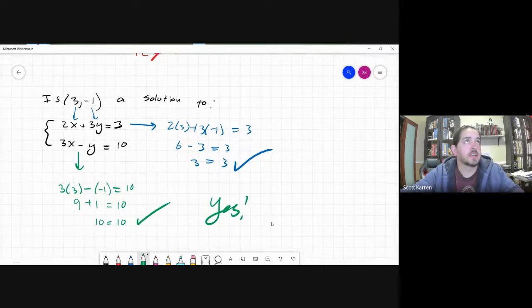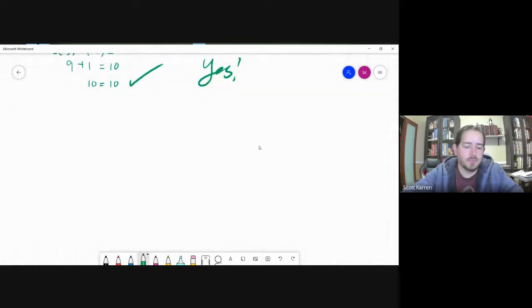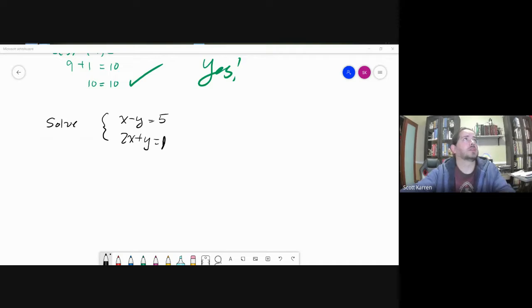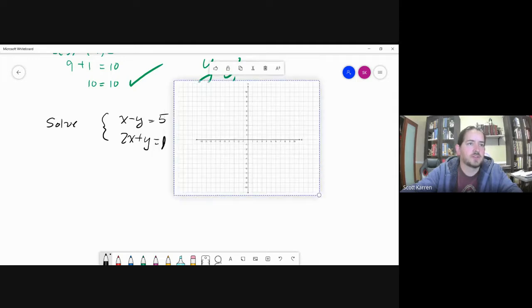Now we can look at these in a lot of different ways. I might have a system where I'm asked to solve the system. Let's say I have x minus y equals 5 and 2x plus y equals 1. So let me grab a coordinate plane here. All right. The first way that we would consider is graphically.